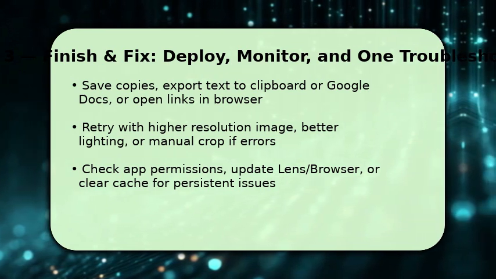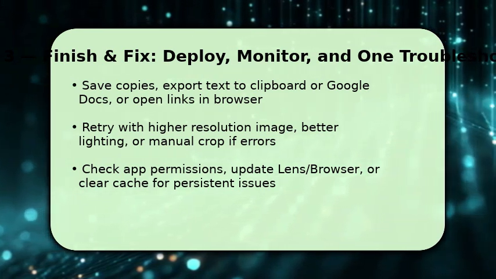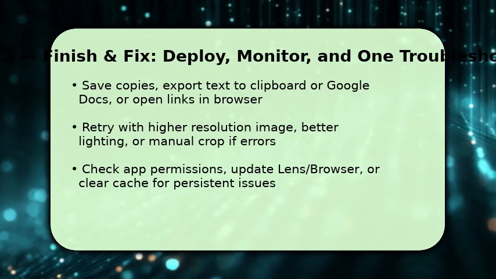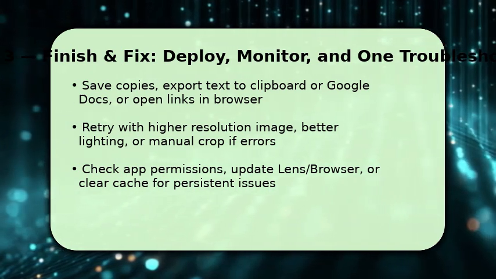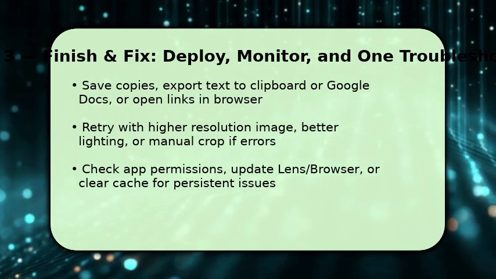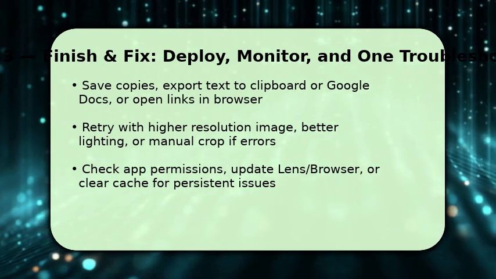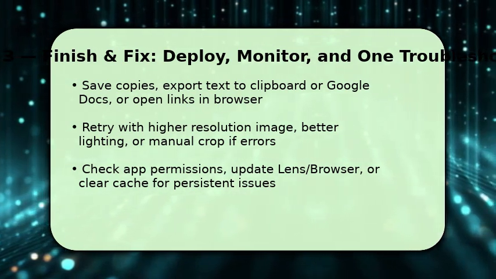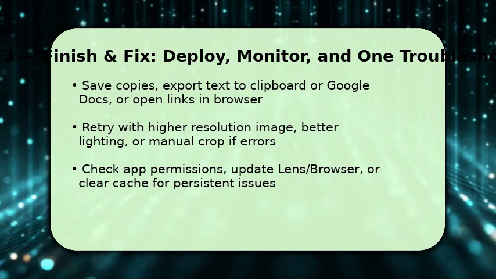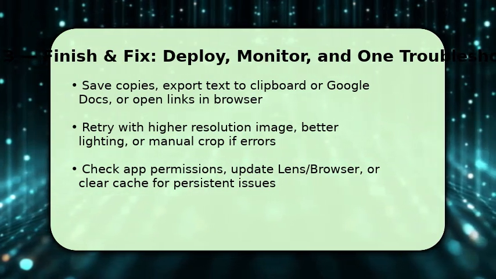If results are poor, retry with a higher resolution image, improve lighting, or crop manually. These quick fixes resolve most errors. If Lens still misbehaves, make sure the app or browser is updated, verify camera and file permissions in Windows settings, and clear the app cache. This often fixes lingering recognition failures.